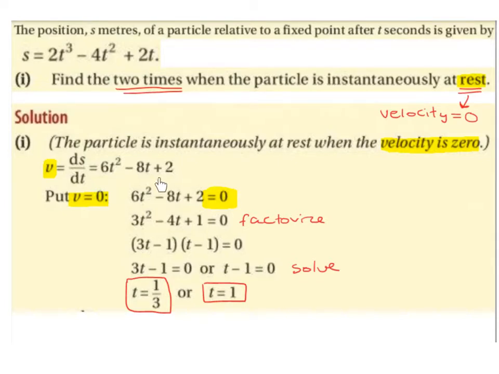So we have 6t squared minus 8t plus 2 is equal to 0. We simplify by dividing across by 2. We get 3t squared minus 4t plus 1 is equal to 0. We factorize, getting 3t minus 1 multiplied by t minus 1 equals 0. And then we solve. So t is equal to a third and t is equal to 1. Remember, t represents the time. So the 2 times when the particle is instantaneously at rest are after a third of a second and 1 second.